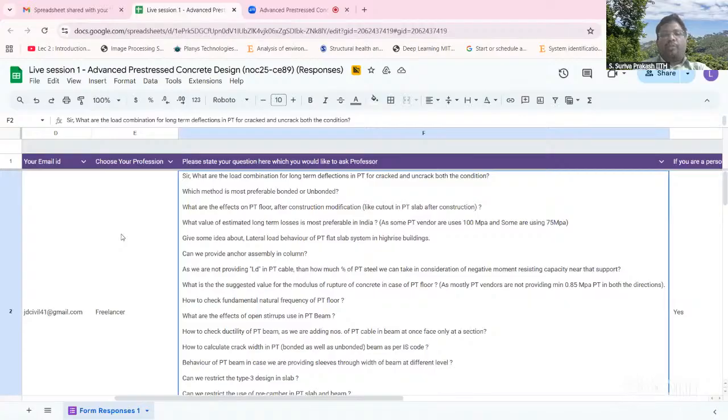Right. Okay. Next is, are we not providing LD in PT cable? And how much percentage of PT steel can we take into consideration for the negative moment resisting capacity near the support?